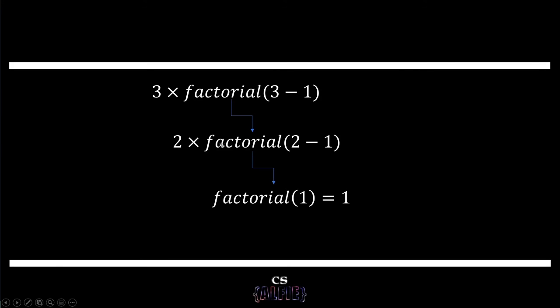Now we can replace this factorial 2 take 1 with 1. So 2 times 1 is 2, and that was the answer to factorial 3 take 1. So now we just do 3 times 2, and 3 times 2 is 6. The factorial of 3 therefore is 6.